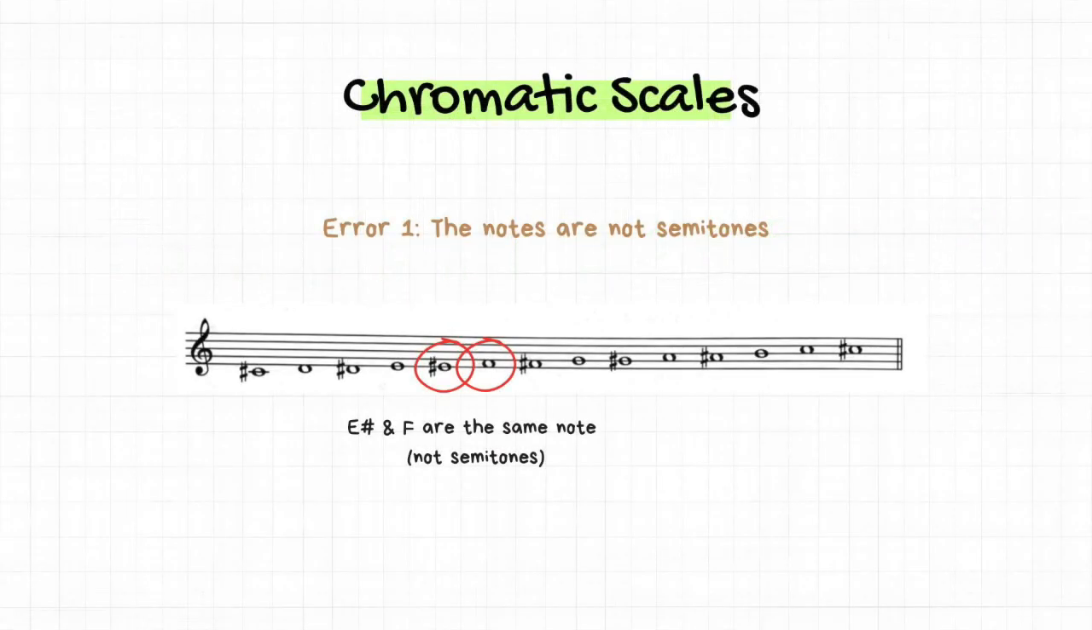Now we'll talk about some errors in the chromatic scale. Error 1, the notes are not semitone. In this example, E sharp and F, they are the same note, which is not semitone. So this chromatic scale is wrongly written.